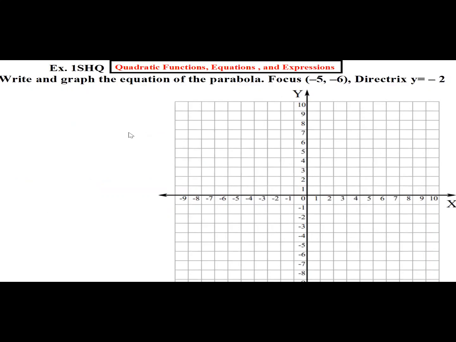Ready? Copy this one. Example 1 Shazam Q. Write that down. Write and graph the equation of the parabola with focus (-5, -6) and directrix y equals -2. Copy that. Twenty seconds, and by now you should already have your coordinate plane, right? I give you plenty of time at the beginning. Once again, instructions: write and graph the equation of the parabola, focus (-5, -6), directrix y equals -2.